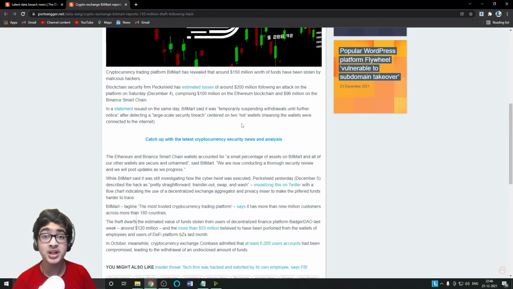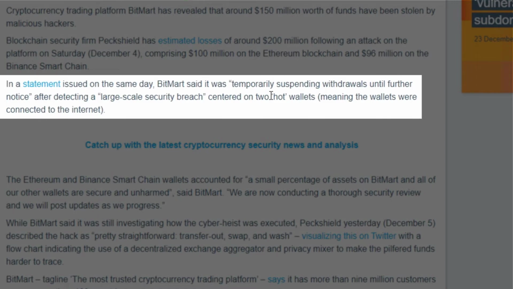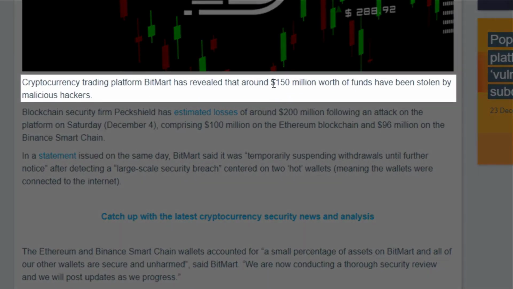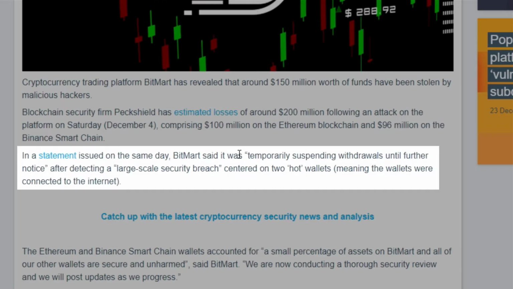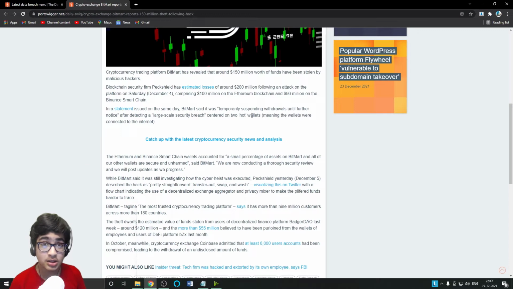The Bitmart breach is very major, but not for the reasons you think. It was centered only on 2 hot wallets, which means they were connected to the internet. Over $150 million worth of funds has been stolen. They were temporarily suspending withdrawals until further notice after detecting a large-scale security breach, but it was only centered on 2 hot wallets. So you're not currently at risk, but you could be, because if they can get 2 wallets, they can get 200, 2 million.